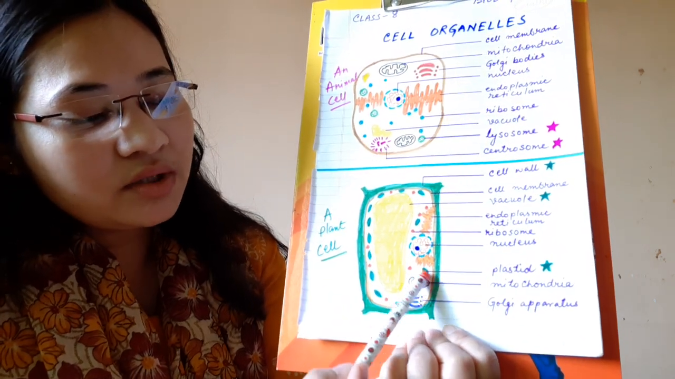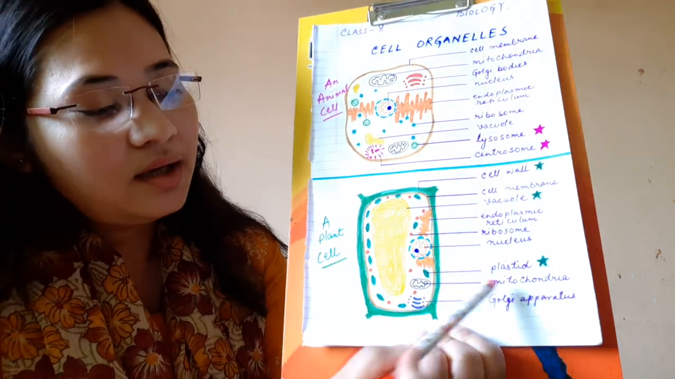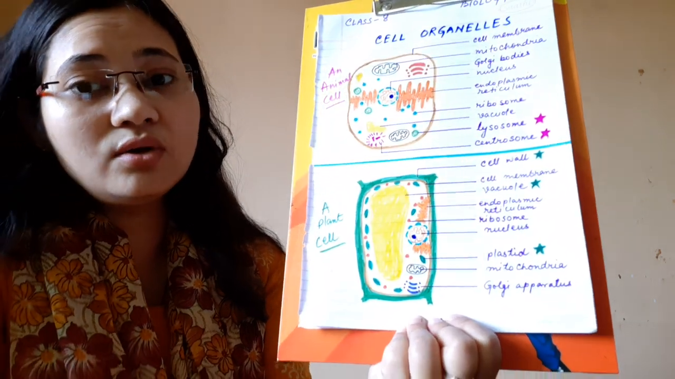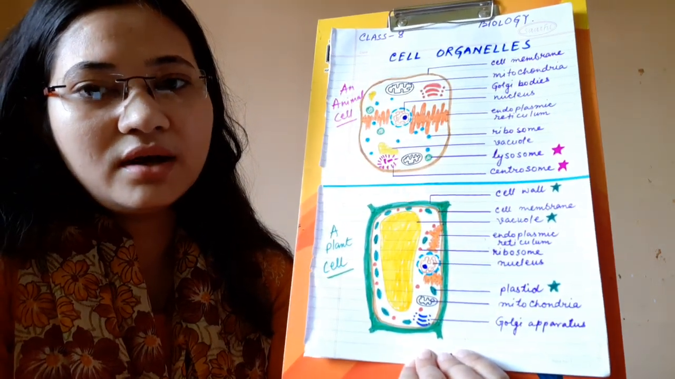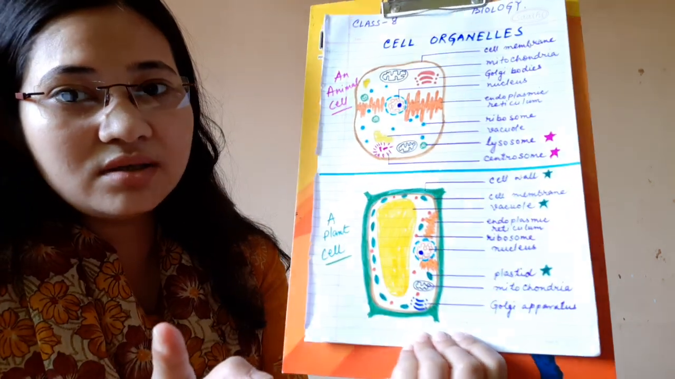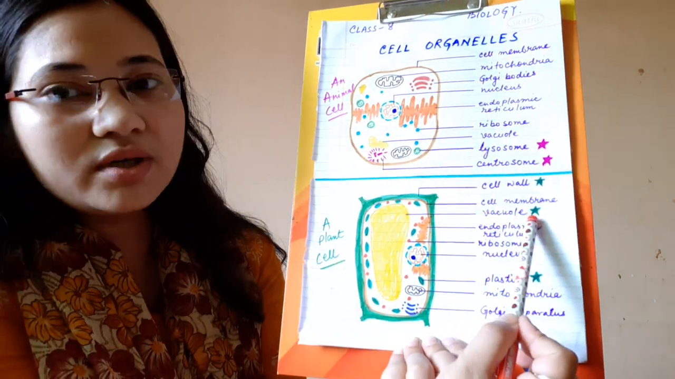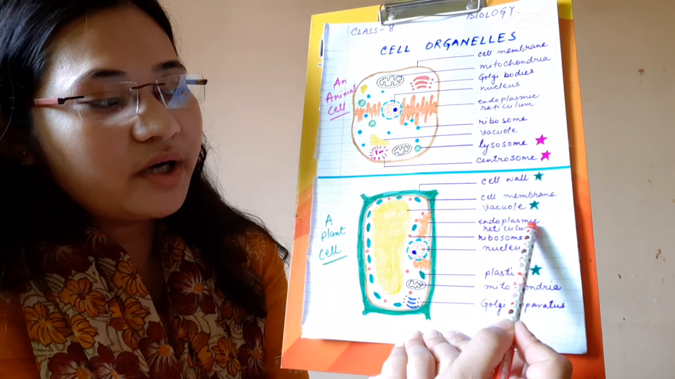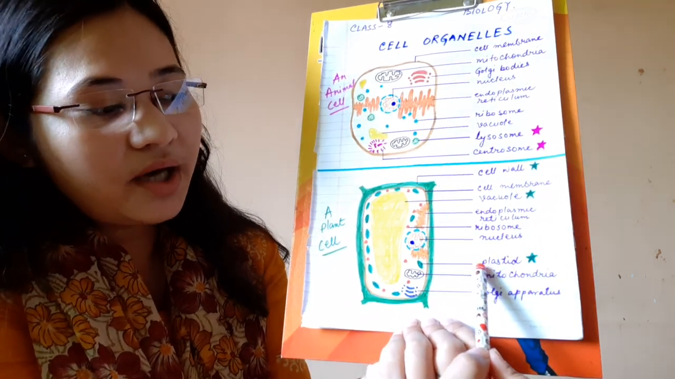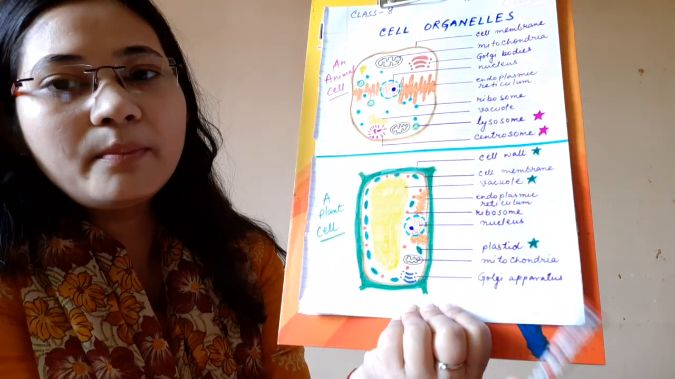Then comes the mitochondria, a rod-shaped, sausage-like structure. And sometimes Golgi bodies or apparatus, which are also called dictyosomes, are also present in plant cells. Once again, let us see what cell organelles are present in a plant cell. The first one, we will leave cell wall and cell membrane. First one is vacuole, then endoplasmic reticulum, then ribosome, then plastids, then mitochondria and Golgi apparatus.